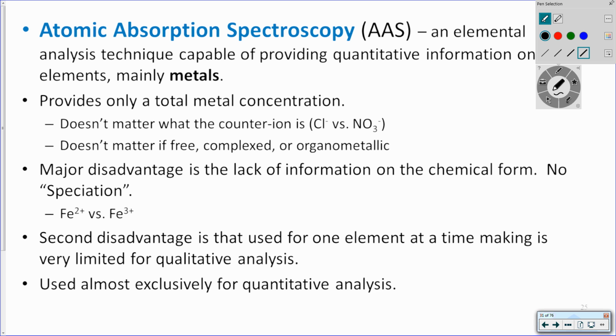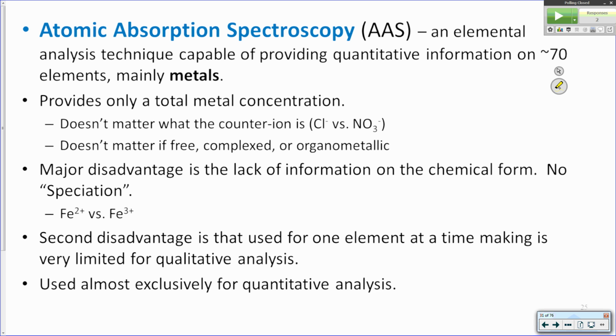If we look at what we can do with atomic absorption spectroscopy, looking at that side of the technique, it's capable of telling us an element, but again, we can't determine oxidation states, but we can do the analysis of about 70 metals. It tells us total metal concentration. It doesn't matter what the counter ion is, and it doesn't matter if the metal is free, complex, or in the form of an organometallic. So it gives us some information, but sometimes we'd like more.